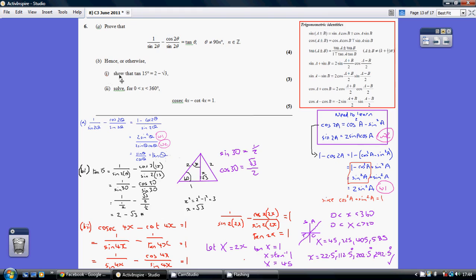Now for part b, it's hence. So always go for the hence, not the otherwise. So we've got to be using this. We've been asked to show that tan 15 equals something. Tan 15. So let's just pop 15 into this formula here. Okay, so 1 over sine 2 lots of 15 minus cos 2 lots of 15 over sine 2 lots of 15. Obviously 2 lots of 15 is 30, so we've got this 1 over sine 30 minus cos 30 over sine 30.